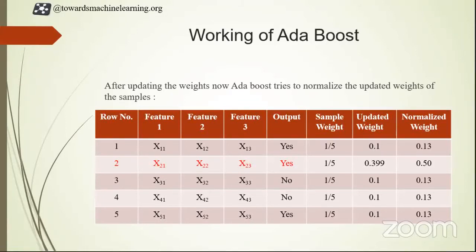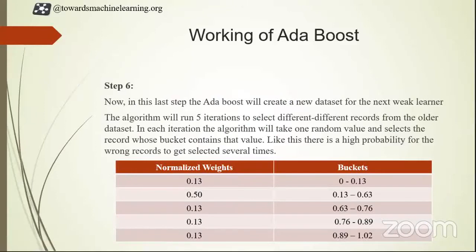So now we have calculated all these things. We have calculated the updated weights. We have transformed them into the normalized weights. So now what does Adaboost do? The algorithm will run 5 iterations to select different records from the older data set. In each iteration the algorithm will take one random value and select the record whose bucket contains that value. Let me explain this with the help of a pen.